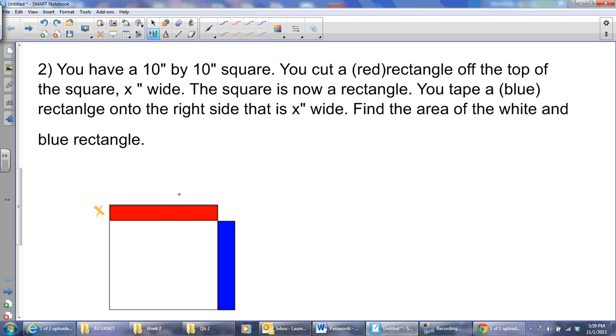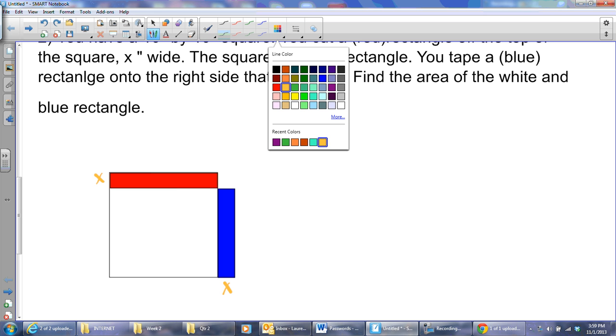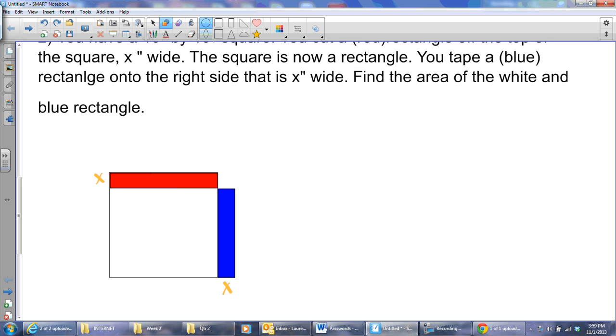And then you take a rectangle of the same width and tape it onto the new rectangle, right? And I'm supposed to find the area of this white plus this blue rectangle. Well, let's think about what we know here. This white plus this blue rectangle looks kind of, where are my shapes? Whoa, I must be doing a square here. All right, so let me undo that. And let me do a rectangle.